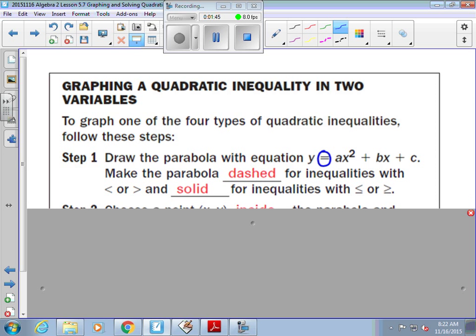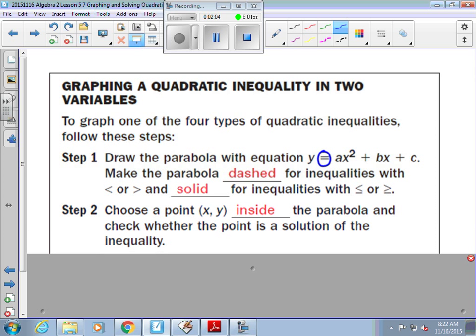Again, if it is less than or greater than, it's going to be a dashed line. If it's less than or equal to or greater than or equal to, it's going to be a solid line. That acts just like linear equations, just as if they were straight, except you're going to have a curved line instead of a straight one.